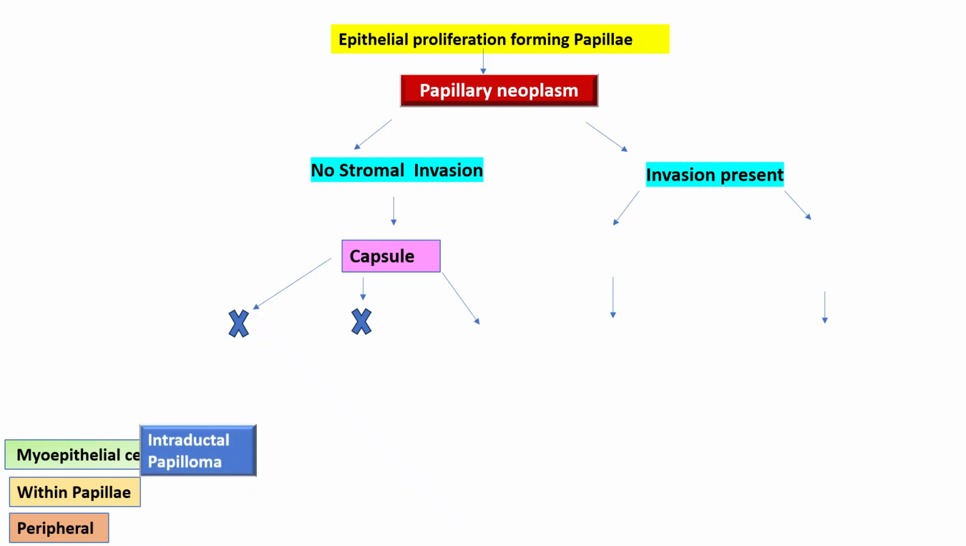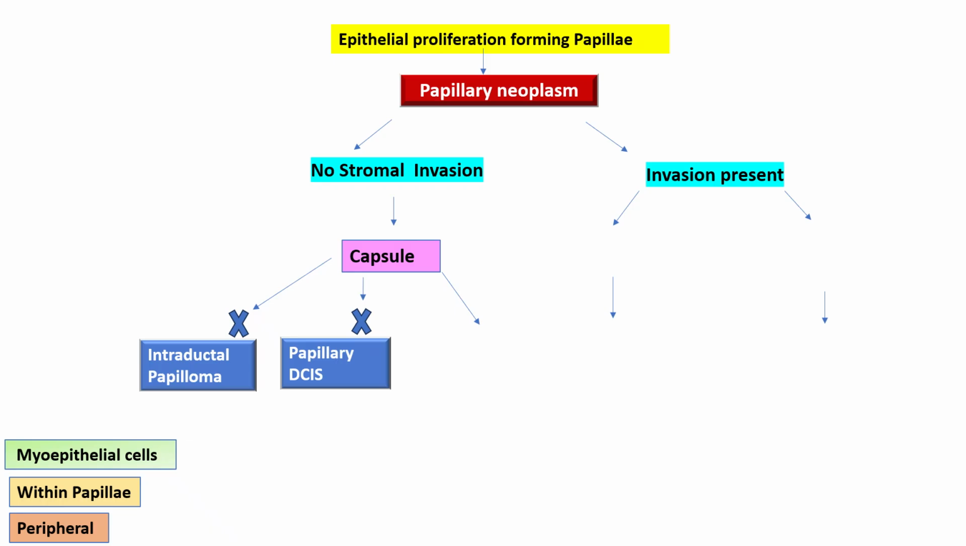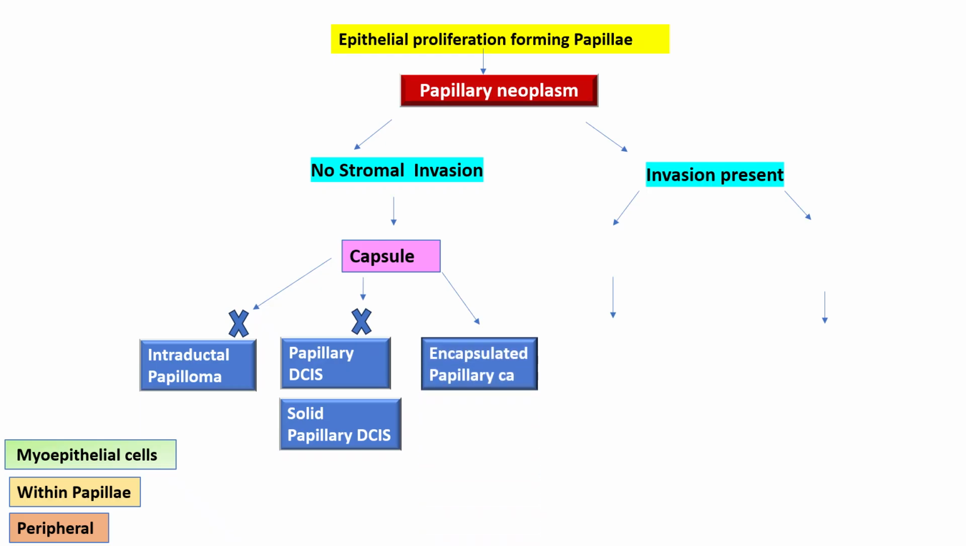If the capsule is not seen, the possibilities can be intraductal papilloma, papillary ductal carcinoma in situ, or solid papillary ductal carcinoma in situ. If you are seeing a capsule, it will be encapsulated papillary carcinoma. This is the classical feature. Encapsulated papillary carcinoma only will have a capsule among all papillary neoplasms.